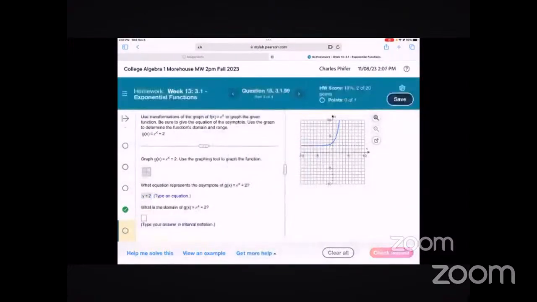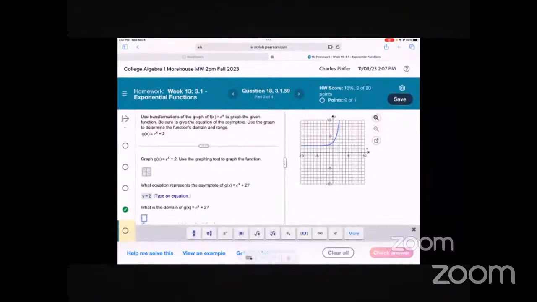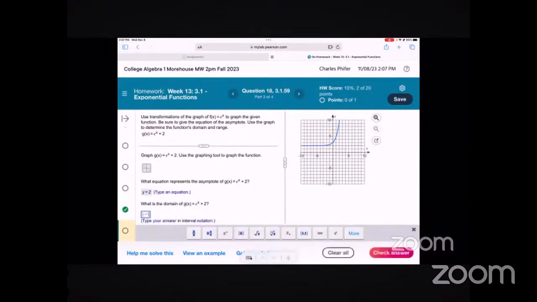The domain. In general, the domain of an exponential is all reals, right? So I think that holds here. Negative infinity to positive infinity, right?